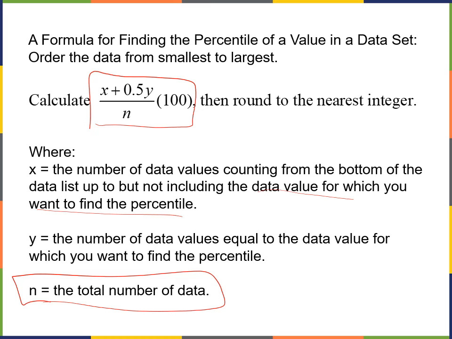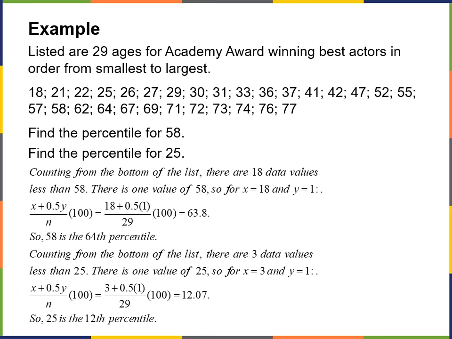And then Y is the number of data values equal to the data value that we're looking at. So sometimes you have repetition of values. So let's say there are 5 people that scored an 88. That's what Y would represent, the number of values equal to the data value that we're working with. So that would be 5. Oftentimes, if there's no repetition, Y would just be 1. Okay? So we use all that, and that'll help us find the percentile for our particular data value.